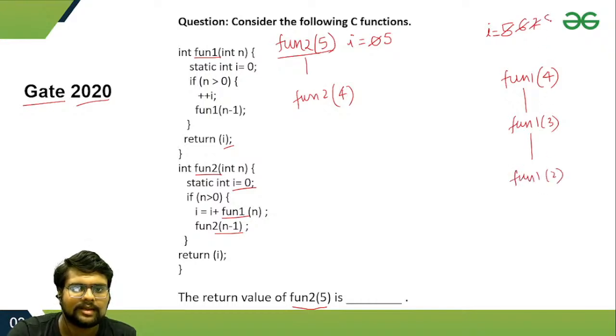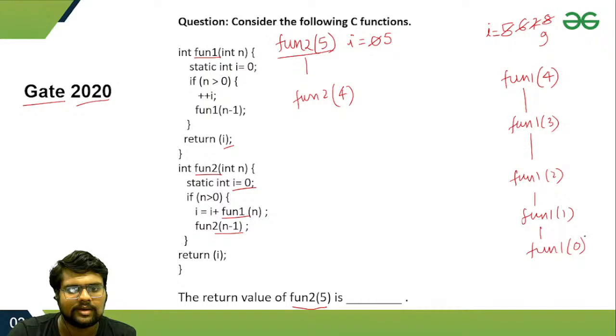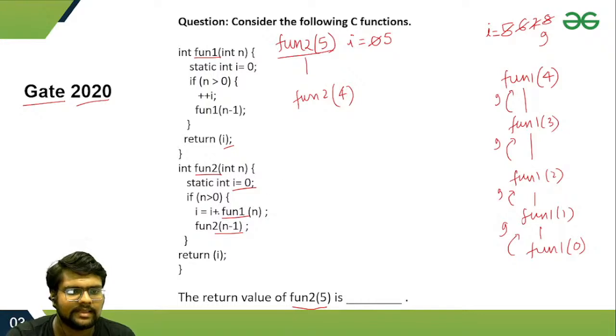Again, I will be incremented to 8. Then fun1 of 1 will be called. Again, I will get incremented to 9, and fun1 of 0 will be called, which returns the value of I, which is 9. So 9 will be returned here, 9 will be returned here, and 9 will be returned here. So now we will add this 9 to I.